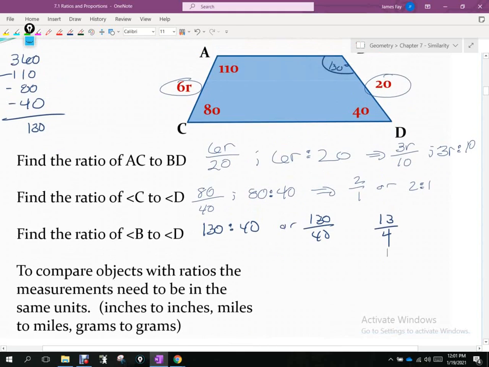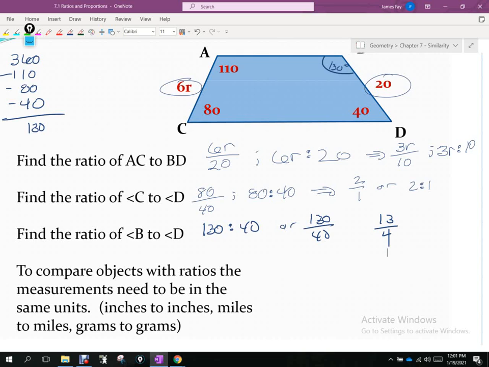It says to compare objects with ratios, the measurements need to be in the same units, if at all possible. So we like to compare inches to inches, feet to feet, miles to miles, grams to grams, milliliters to milliliters, that kind of thing. It's not always possible. Sometimes we compare dollars to hours, and we get what we call a rate.